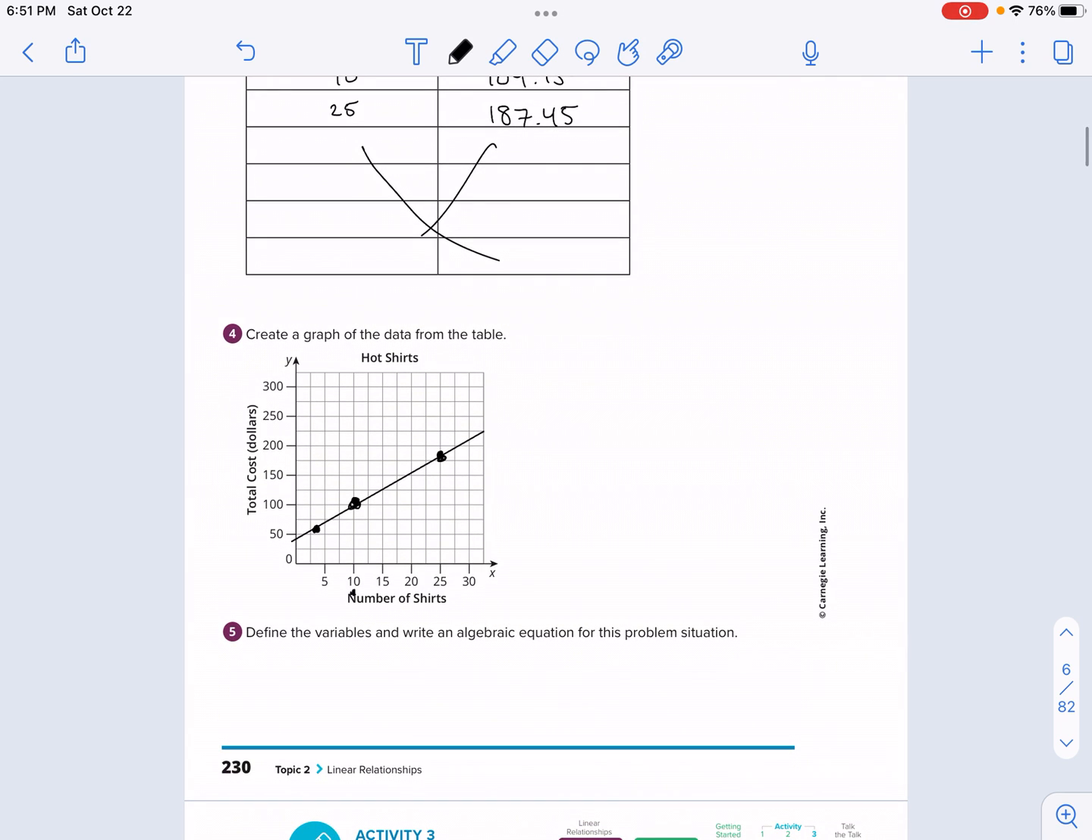Now, the variables are still the same, but the algebraic equation is slightly different. The total cost is 5.5 times the number of shirts, S. So this is 5.5S plus 49.95. Okay, we're going to analyze this more in the next video, but that's going to conclude this.